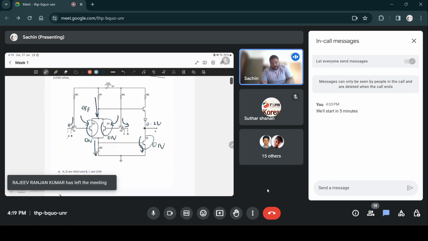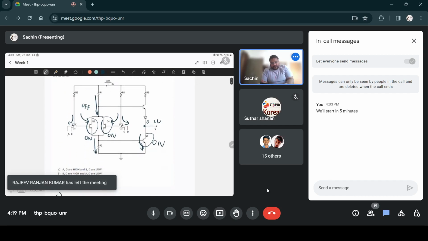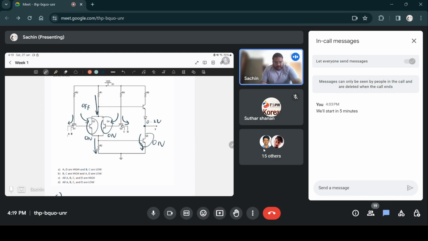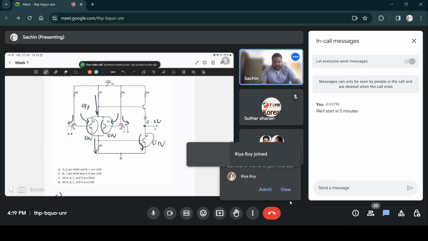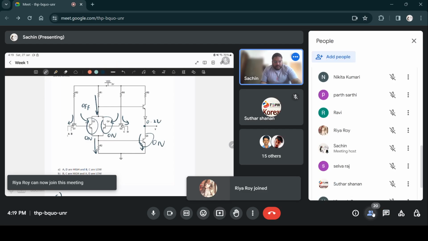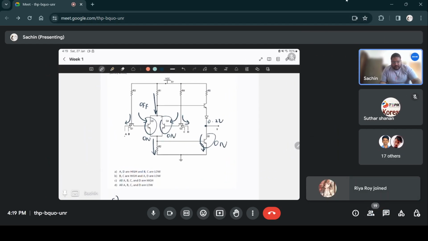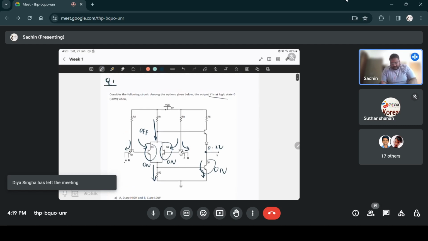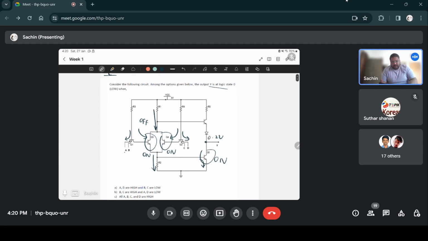Any doubt in this solution? If you have a doubt, you can ask me now. Okay. Since no one is asking a doubt, I'll assume that you guys understood the solution.